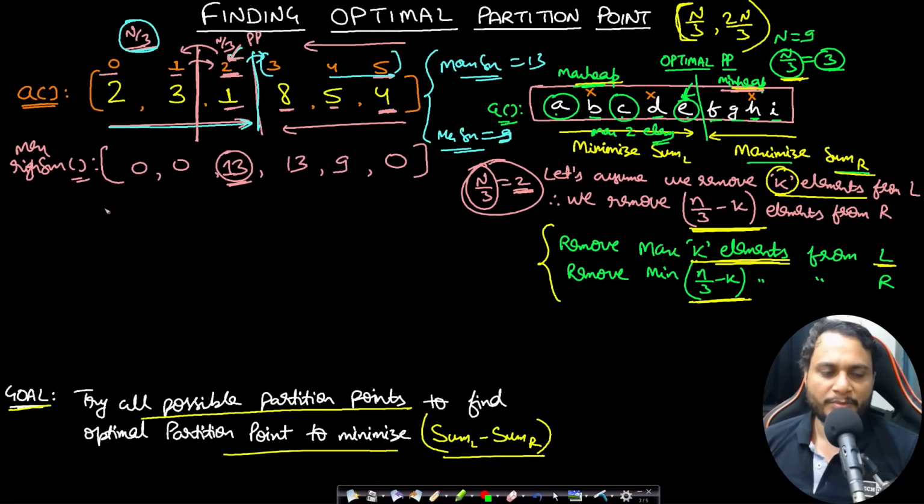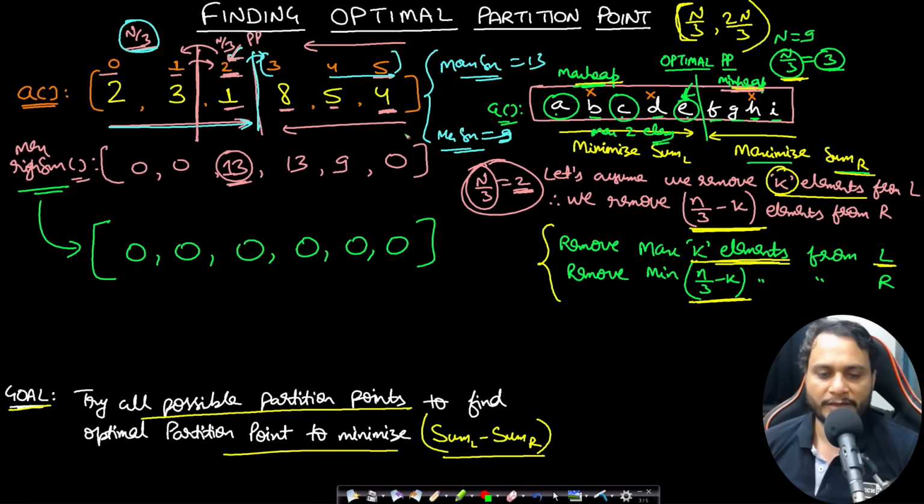So this will be my pre-processing. But how to do this pre-processing? I can take a maximum right sum array of size n, and pre-initialize all the values with 0, and I can take a min heap. Simply take a min heap, okay? And now go element by element from the right side, that means from index n minus 1 to index n by 3.